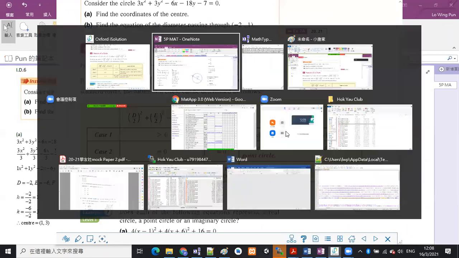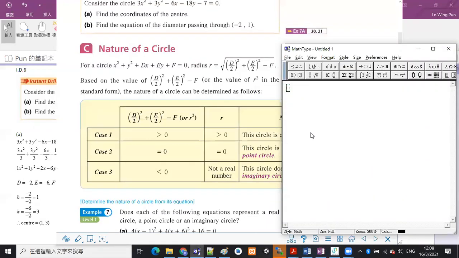We have r squared is equal to h squared plus k squared minus f, right? I use h squared plus k squared minus f.